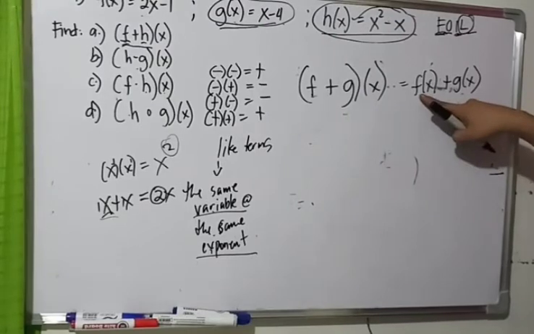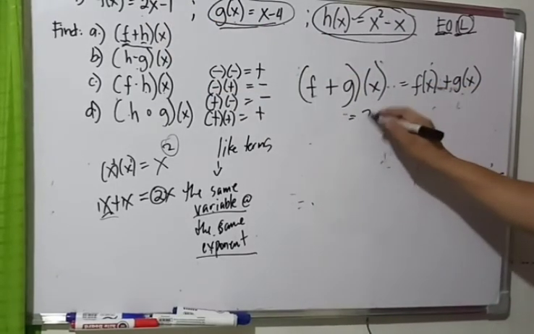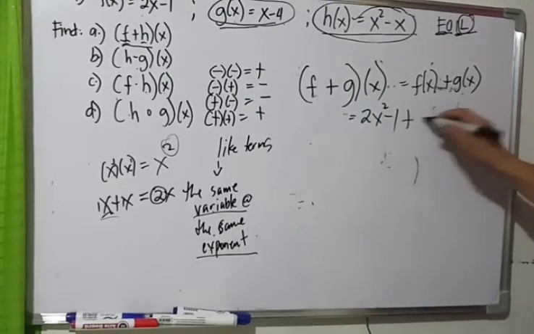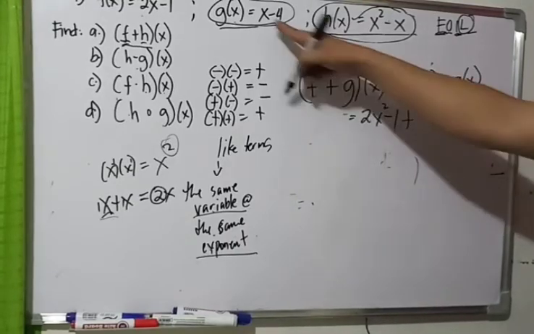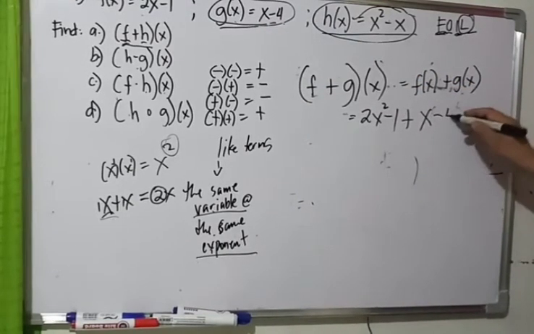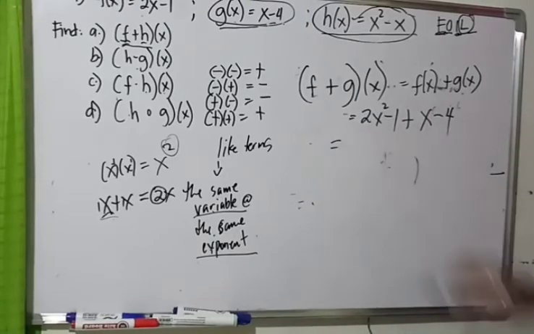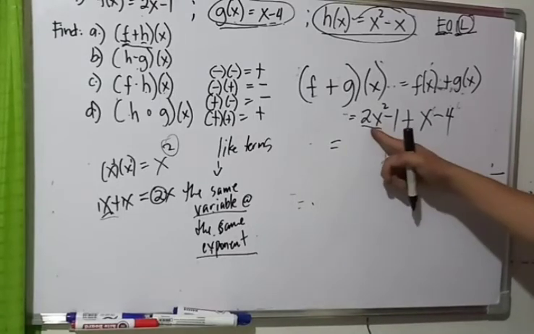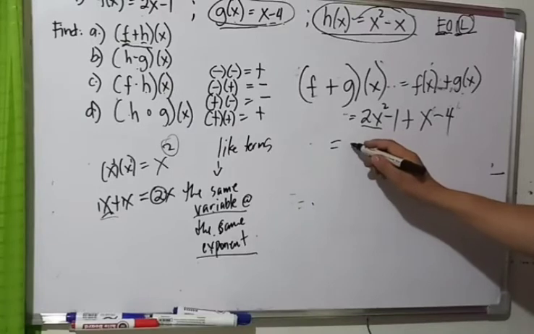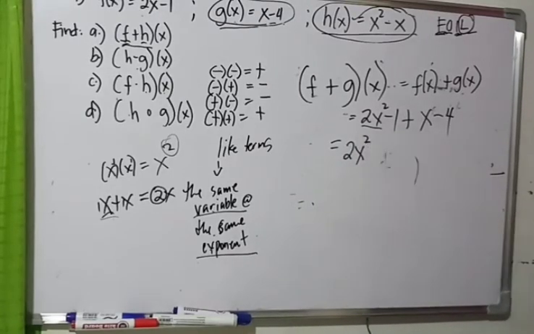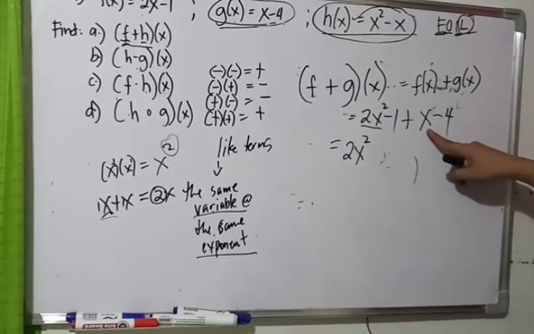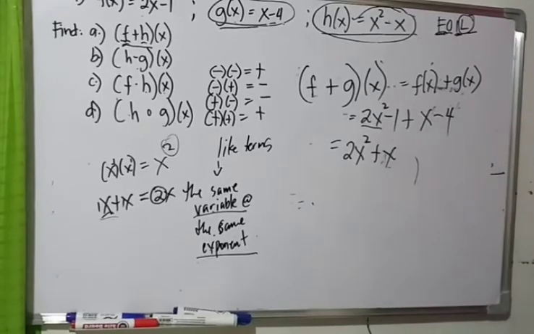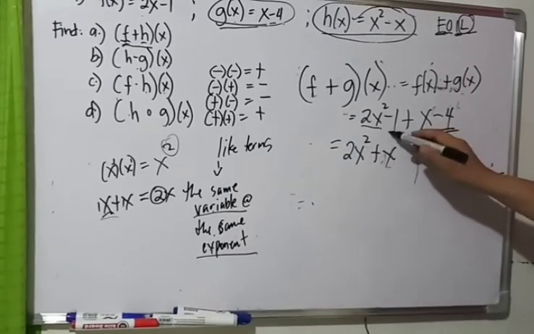So our f of x is 2x squared minus 1 plus, this is the sign, x minus 4. Then combine like terms. 2x squared has no partner or no other terms like it, so you need to copy it. Just copy 2x squared. How about x? Is there a like term? None, so plus x.